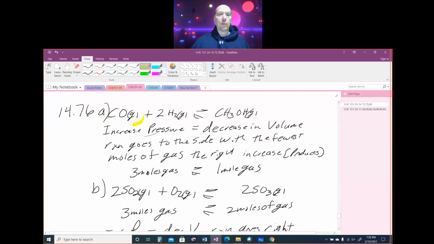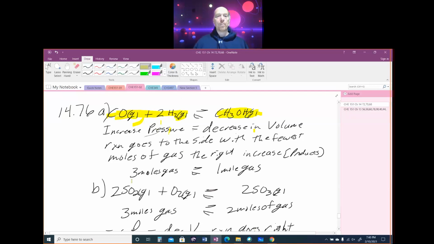All right, 1476, we have our reaction with CO2 and H2 going to CH3OH. This one says, what do you do with the pressure in order to make this reaction go to the right? What you have to do is find out how many moles of reactants and how many moles of products, but not just moles. Moles of gaseous products, moles of gaseous reactants.